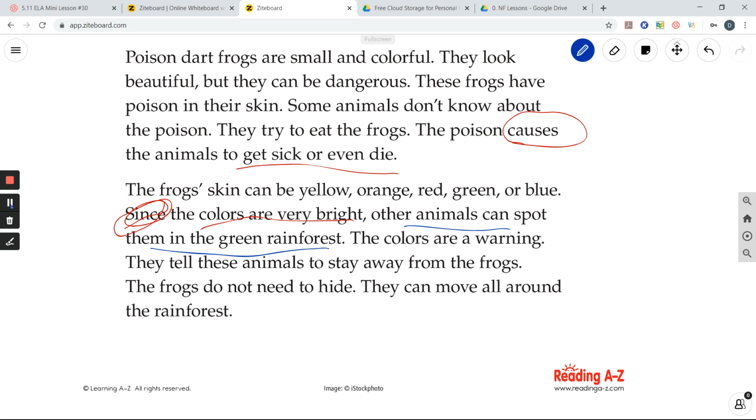Let's read the paragraph again. The frog's skin can be yellow, orange, red, green, or blue. Since the colors are very bright, other animals can spot them in the green rainforest. The colors are a warning. They tell these animals to stay away from the frogs. The frogs do not need to hide. They can move all around the rainforest. So what other effects do the bright colors have?